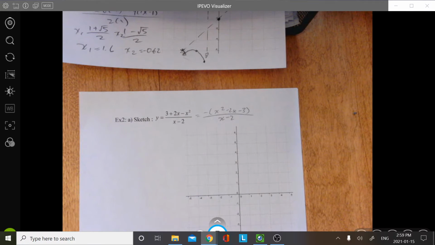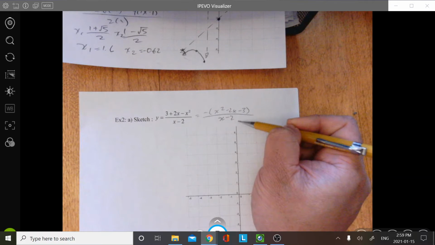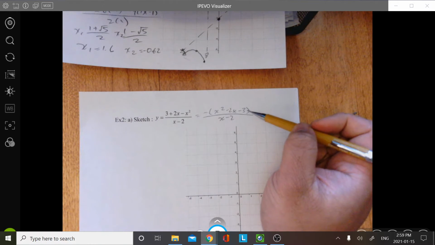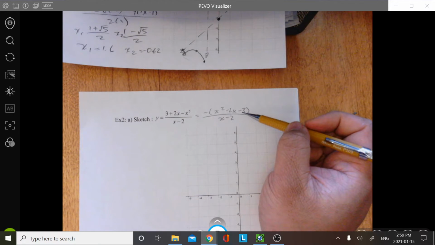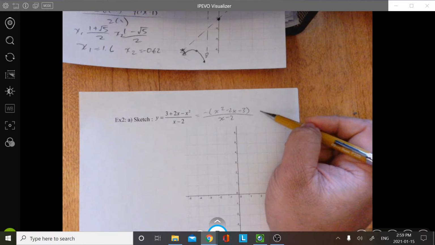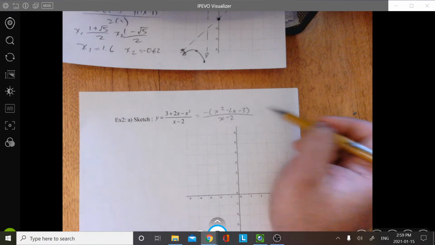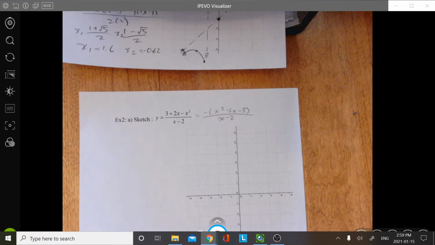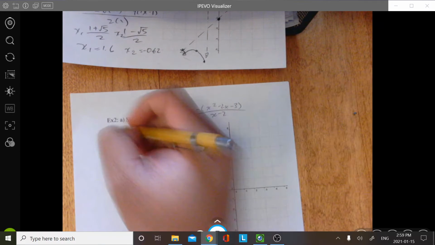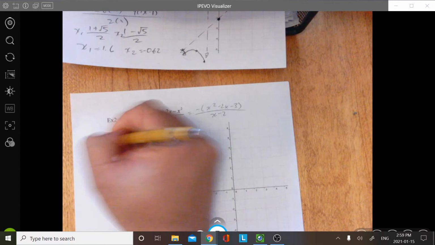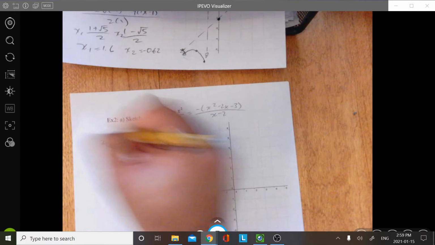Okay, and again, there's no common factors, because this would be x minus 3, x plus 1, right? So no common factors, and the degree of the numerator is larger than the degree of the denominator. So again, this is going to have an oblique asymptote. So again, just like the previous step, we want to use synthetic division.